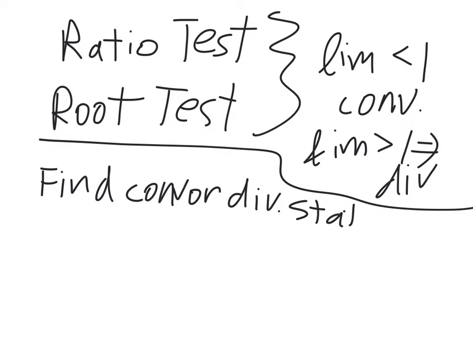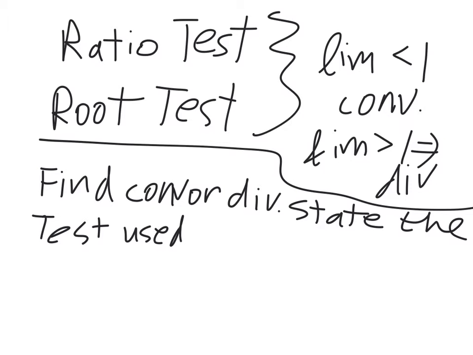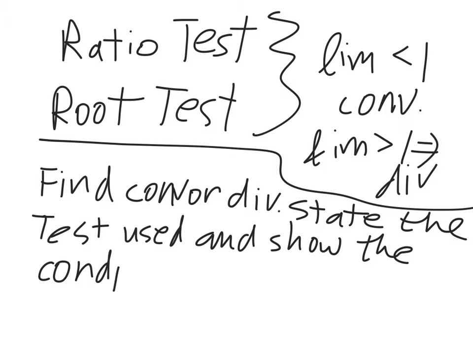State the test used. And show the conditions are met. So the conditions for the test. You can't just say, well, this series converges. You've got a 50-50 shot, not even looking at it. You've got to be a little more specific than that.